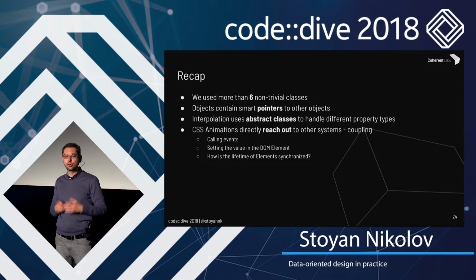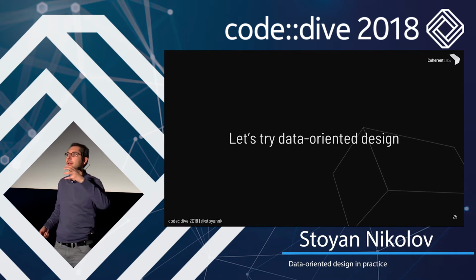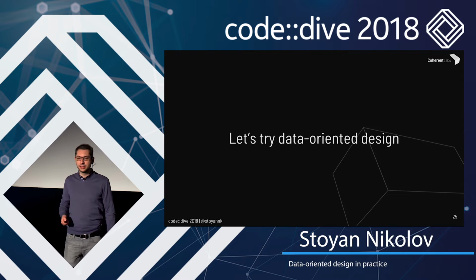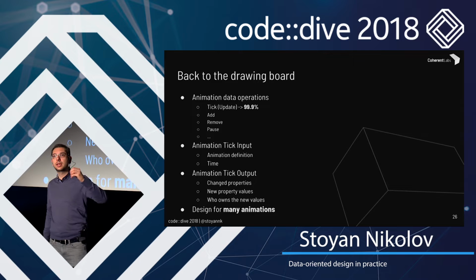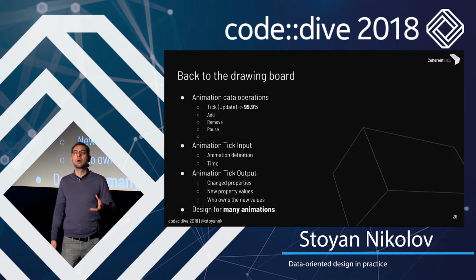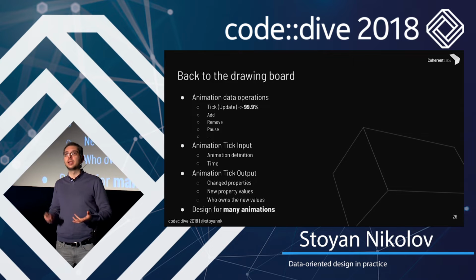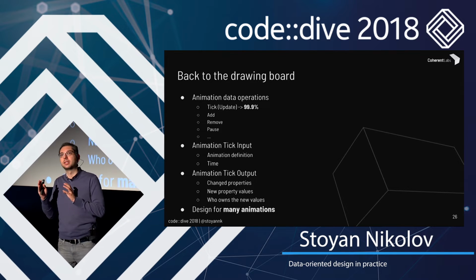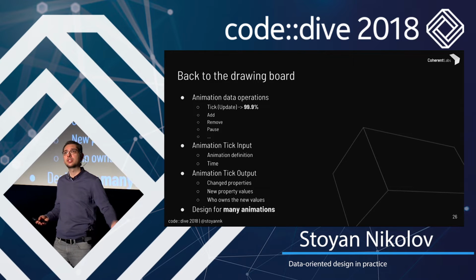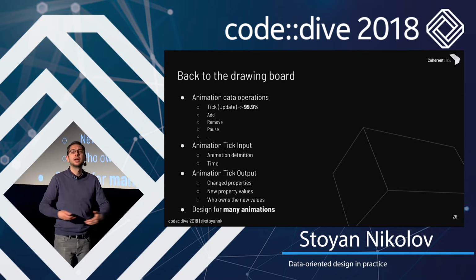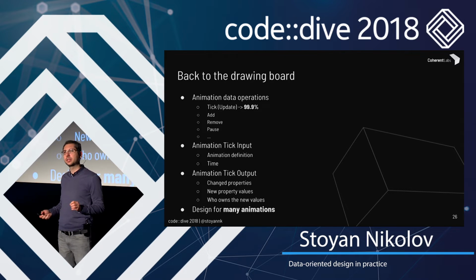So let's try another approach. Let's try data-oriented design and rethink this system in that way. The first thing is forget everything we saw. Let's get back to the drawing board and start thinking about the most usual operation that happens in our system. Obviously, this is the tick, the update. It happens every frame. Every frame we have to move our animation a bit. We have to calculate a new value. We have other operations, adding, removing, stopping, and so on animations, but they happen an order of magnitude less often than the ticking. So we want to design our system around that operation.